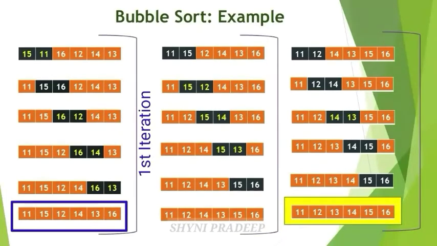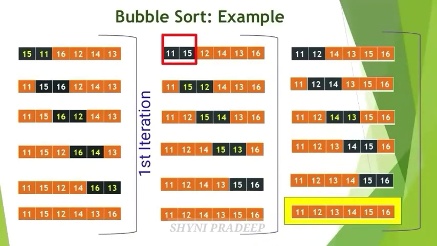We are going to take this array. Check the first two elements. The current element is less than the next element, so no need to swap them. So next, compare these two elements. 15 is greater than 12. The current element is greater than the next element, so you have to swap them.